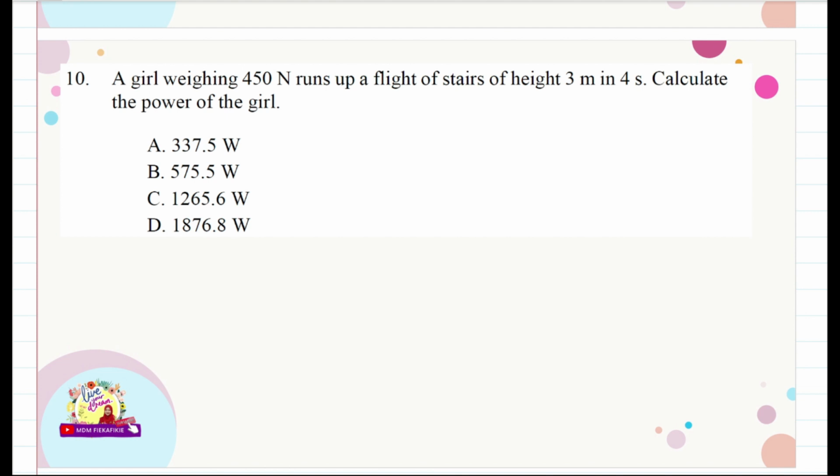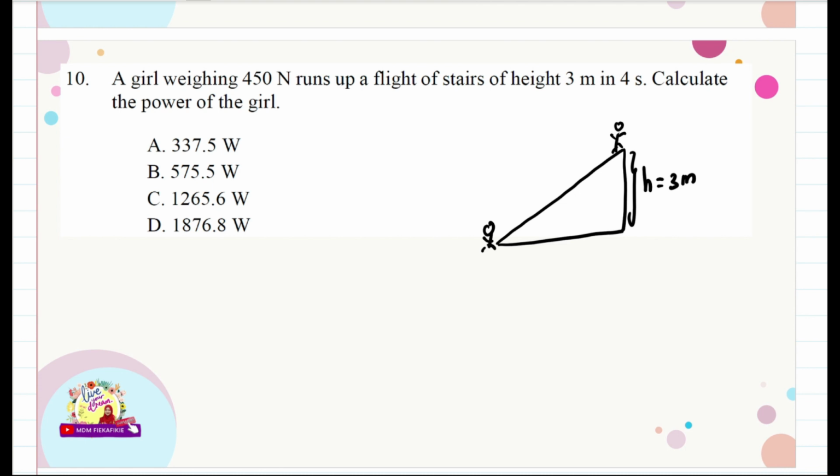Alright, question number 10. So here we have a girl, what is her weight? 450 Newton, runs up a flight of stairs of 6 meter, of height 3 meter in 4 seconds. Calculate the power of the girl. So she goes up, meaning from here the stairs, you imagine stairs, I am not good at drawing stairs, starting from here, where the height of the stairs is 3 meter. So she goes up in 4 seconds.